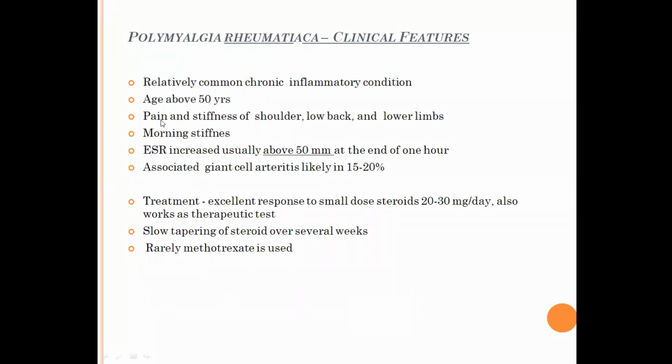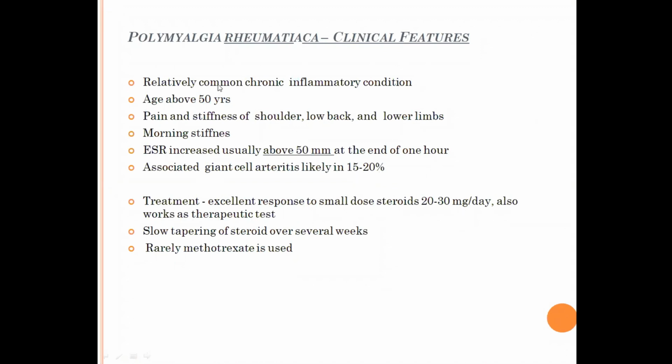Pain and stiffness of the shoulder, low back and lower limbs. Characteristically, morning stiffness. When they get up in the morning, they say that they can't flex the fingers, they can't lift the shoulder, they can't get up from the seat, they feel pain. The confirmation for an inflammatory condition is an ESR above 50 millimeters. Some of them have associated temporal arteritis or giant cell arteritis.